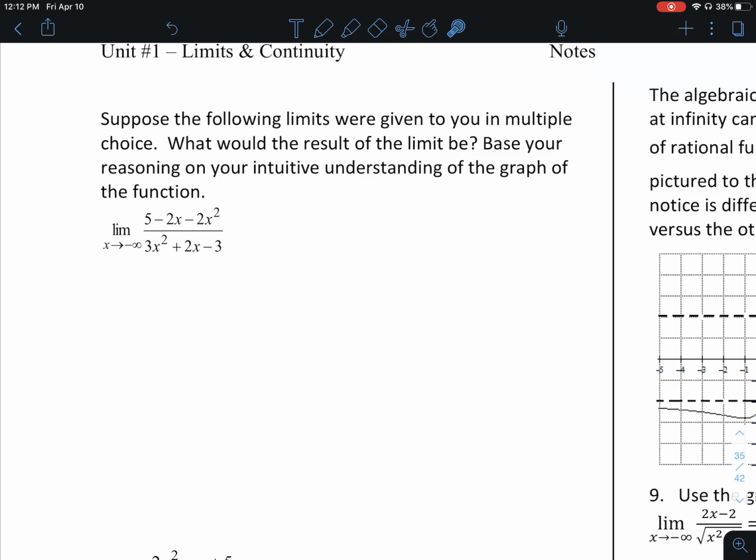Suppose the following limits were given to you in multiple choice. What would the result of the limit be? Base your reasoning on intuitive understanding of the graph of the function.